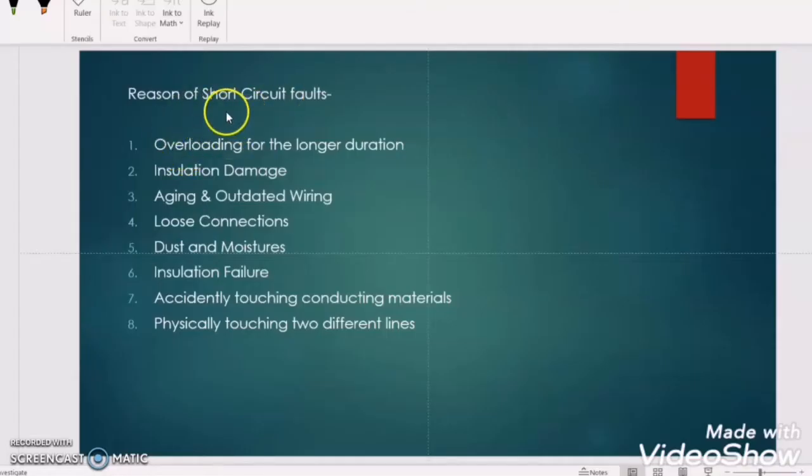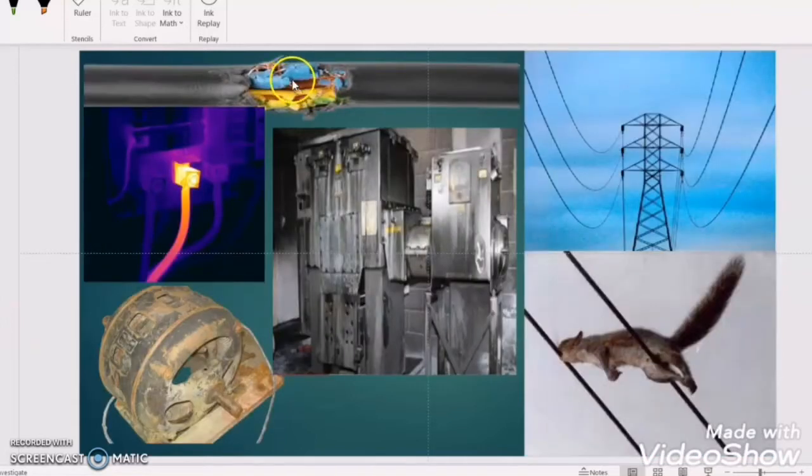Let us quickly review the reasons for short circuit faults. The first reason is overloading for a longer duration. If you overload a motor for a longer time, the winding insulation of that motor will burn and it will cause a short circuit. Second reason is insulation damage. Suppose someone hits the cable and the insulation of the cable is mechanically damaged, then it may cause a short circuit.